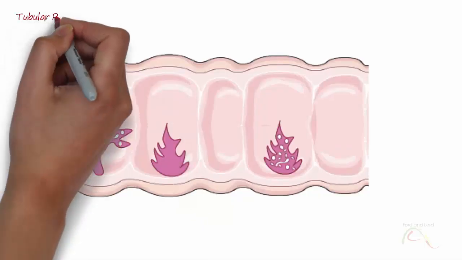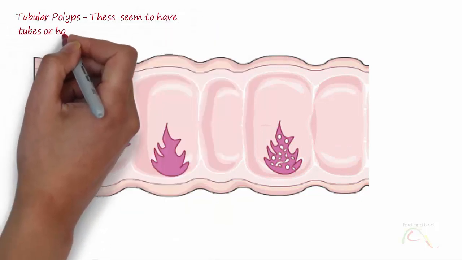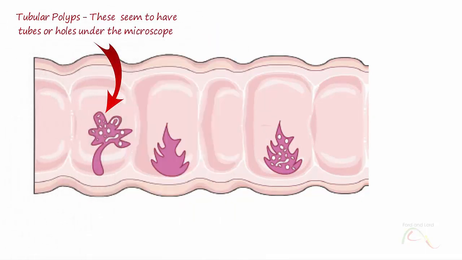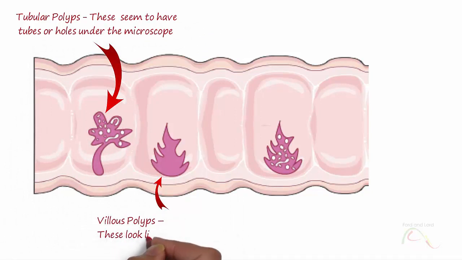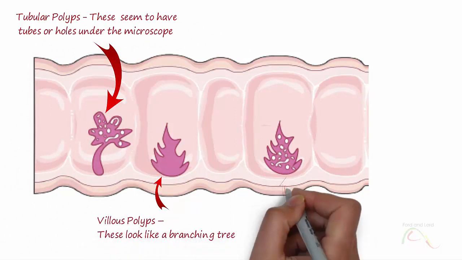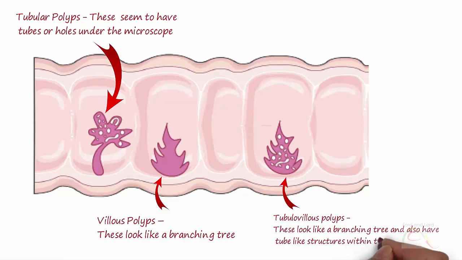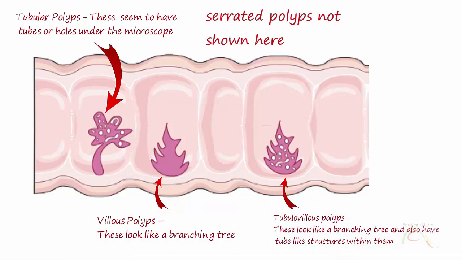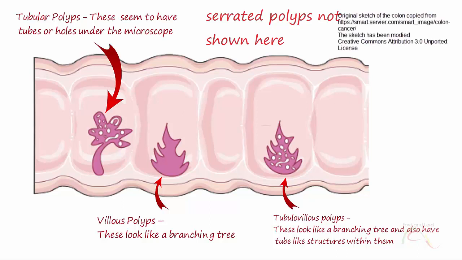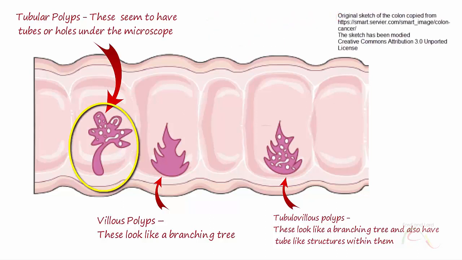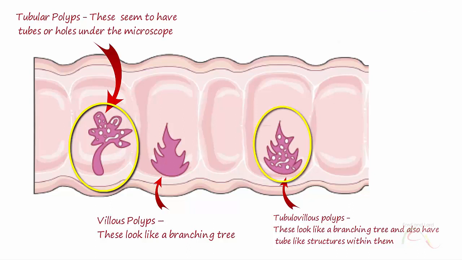Adenomatous polyps can also be classified histologically: tubular polyps that seem to have holes or tubes under the microscope, villous polyps that look like a branching tree, tubulovillous, which is a combination of the two above. Serrated polyps have a sawtooth appearance under the microscope. You can see that the one on your left is pedunculated, as it has a stalk, and the one on the right is sessile, that is growing flat on the surface of the mucosa.